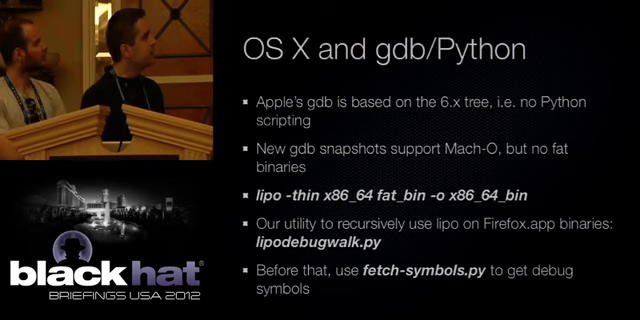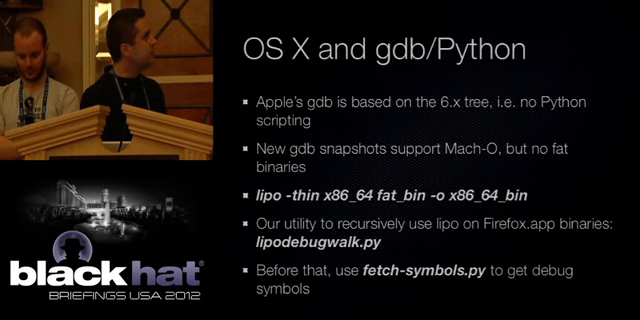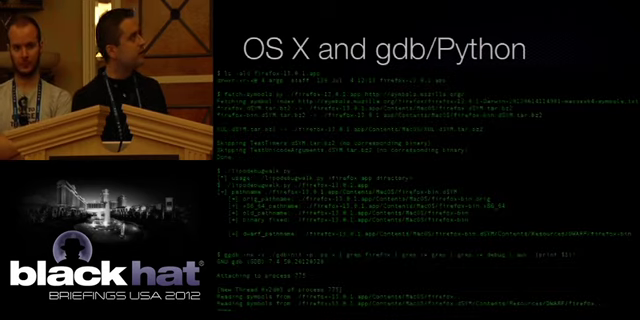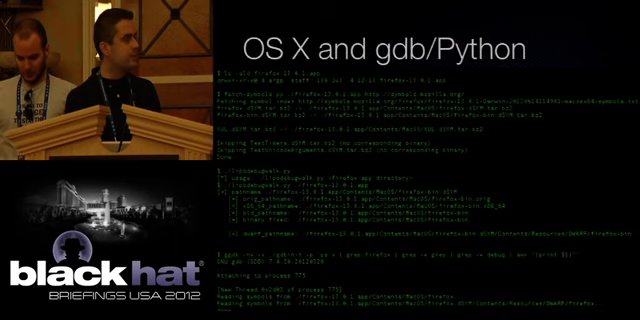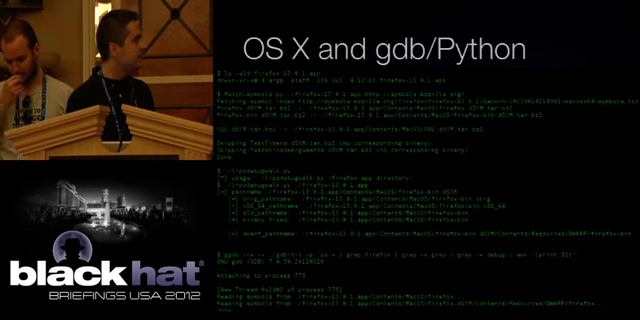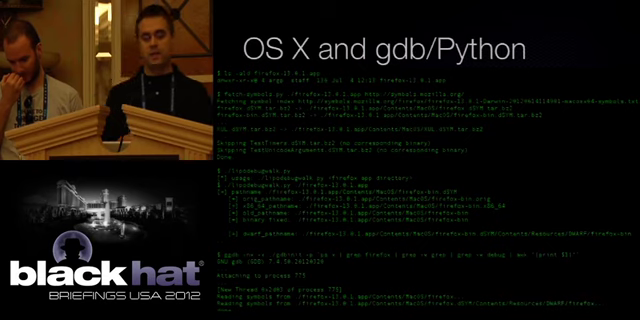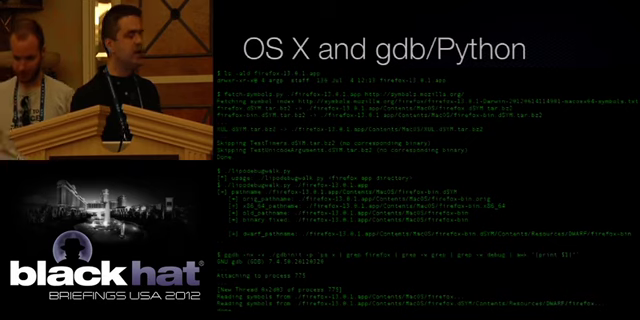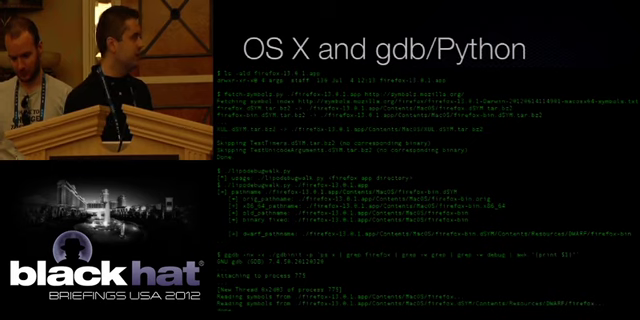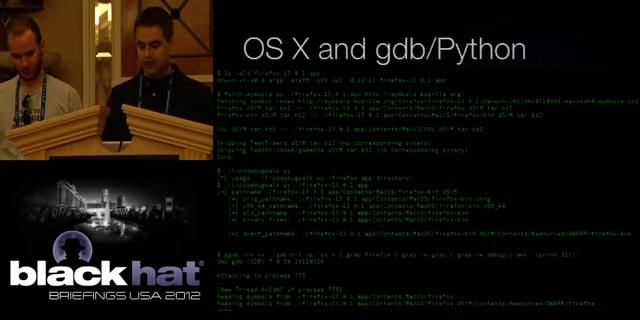So you have Firefox 32.0.1.app. You run fetch symbols on this directory, which fetches debugging symbols from Mozilla. And then you run the lipo debug walk utility on this directory, which strips all binaries to the 64-bit versions. And then you attach this ggdb, which is basically the custom compiled GDB version, the newer snapshot of GDB that's able to load Mach-O 64-bit binaries and also has Python scripting support, and attach it to Firefox. And then you're able to debug it and have Python scripting support.